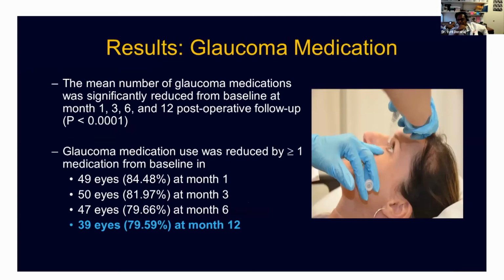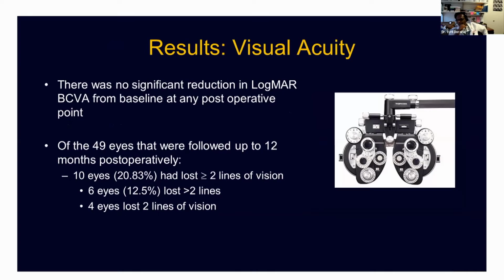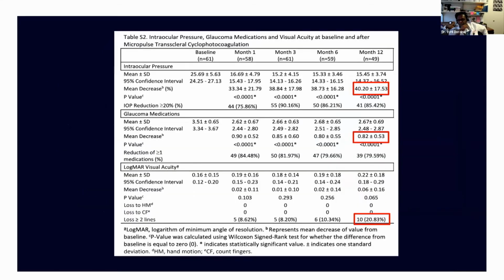The next thing is glaucoma medication. Again, 80% of our patient population were off at least one medication by the end of 1 year. Vision-wise, there was no significant reduction in vision between the start and the end of the study. Comparing how much the pressure dropped, the efficacy was almost 40%, a 40% reduction in pressure, and almost one medication was lost.